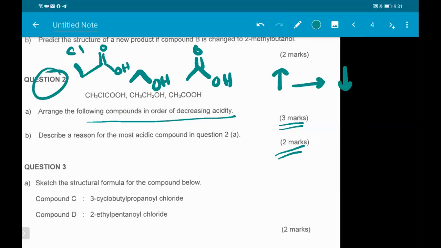So, if we compare alcohol, this is quite easy for comparison because if we compare alcohol dengan carboxylic acid, which one do you think yang lebih tinggi?